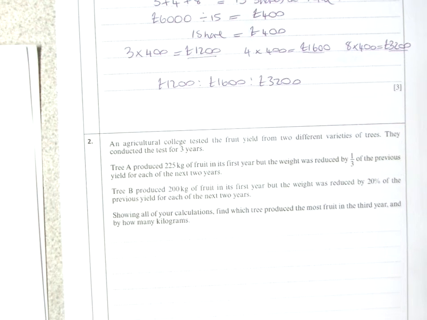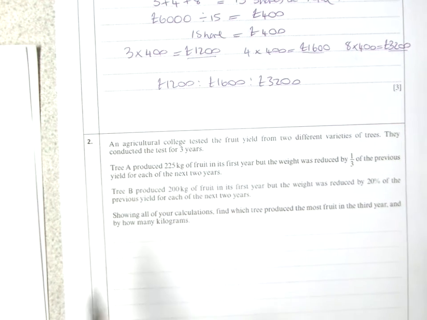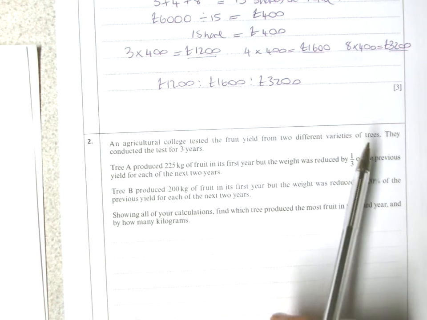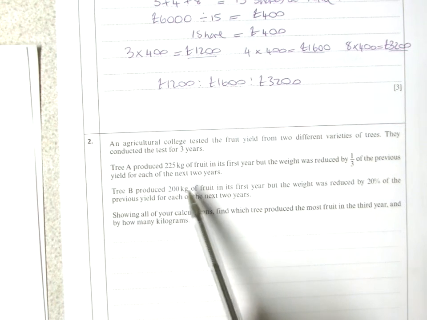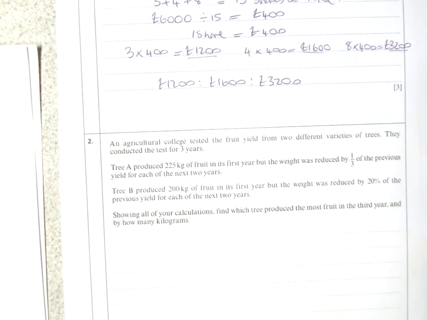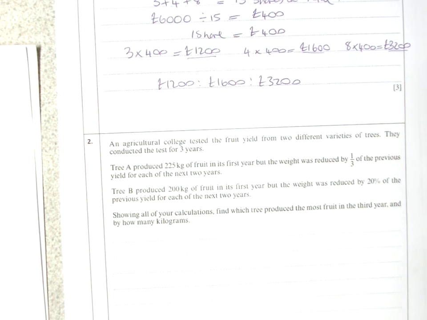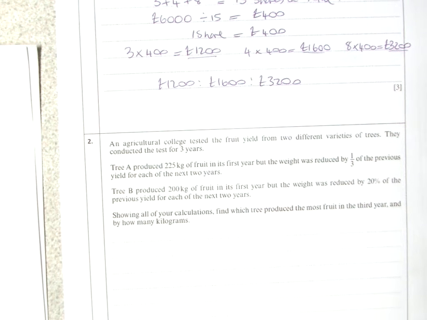Okay, question 2. An agricultural college tested the fruit yield from 2 different varieties of trees. They conducted the test for 3 years. Tree A produced 225 kilograms of fruit in its first year, but the weight was reduced by 1/3 of the previous yield for each of the next 2 years.